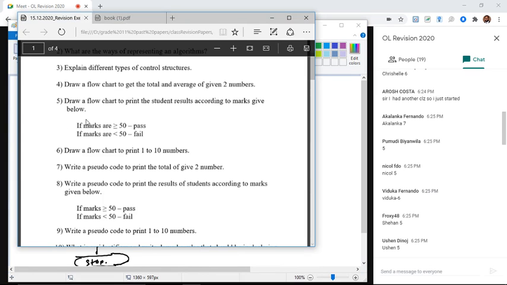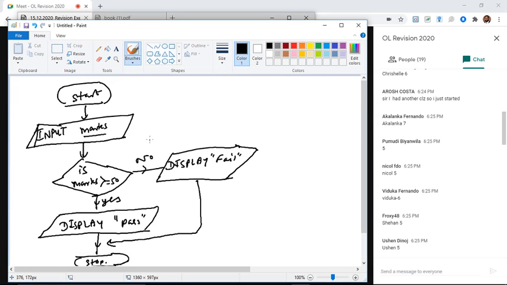fifth question. They have asked, draw a flowchart to print student results according to the marks given below. So what we have done, we have started, then in the parallelogram we have given input marks, then after that we have checked is the marks greater than or equal 50. If it is yes, you have display pass. If the condition is not satisfied, if it is no, then you are displaying fail. Then you have to show the arrows, how the arrows are connecting.